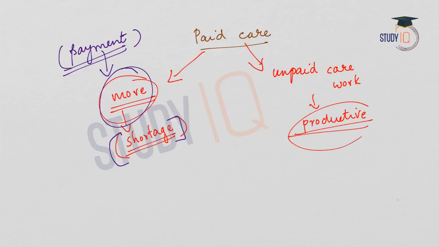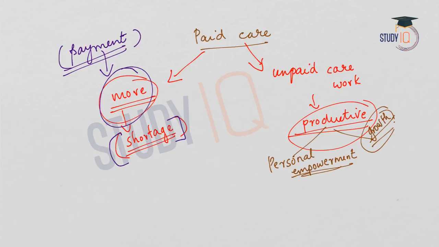When these people engage in more productive activities, two things happen. One is their personal empowerment and secondly, the growth of the economy. More productive activities will be undertaken by the workforce and therefore the economy will grow. In case of India, the GDP will increase.